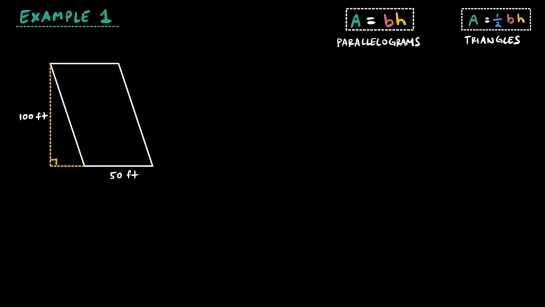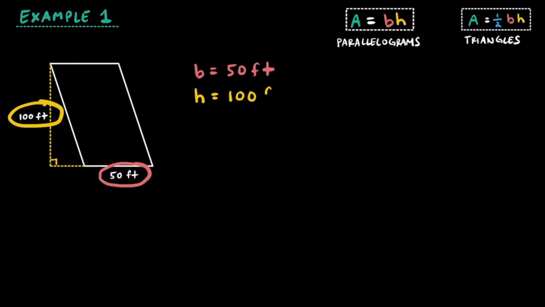Example 1. Let's find the area of this parallelogram. Looking at this parallelogram, the first thing we want to do is find out what information that we're given before we start the problem. First off, this 50 down here, that's just going to represent the base, so we can say that b is equal to 50 feet. And then this 100 feet over here to the left, that's just the height of the parallelogram, and that's going to be 100 feet.